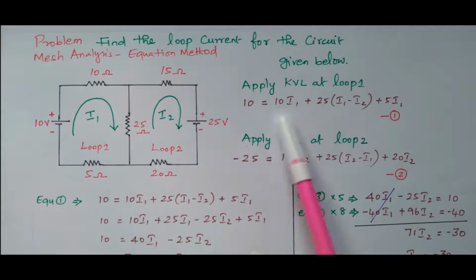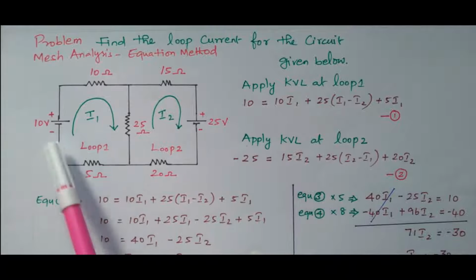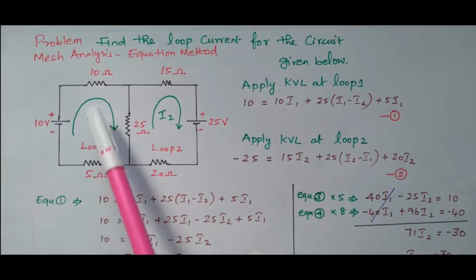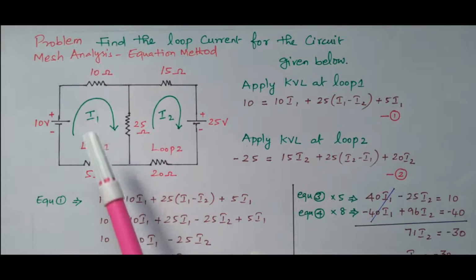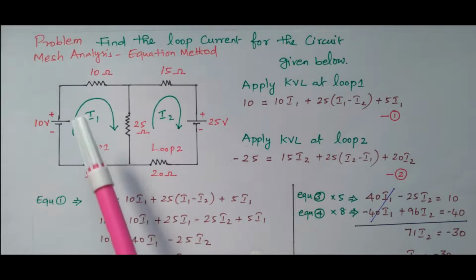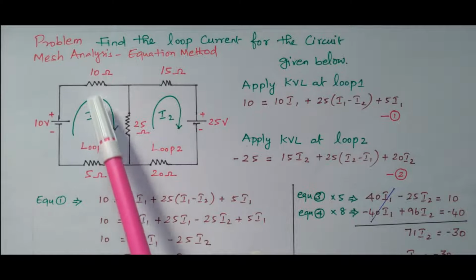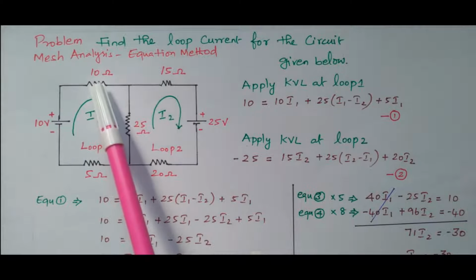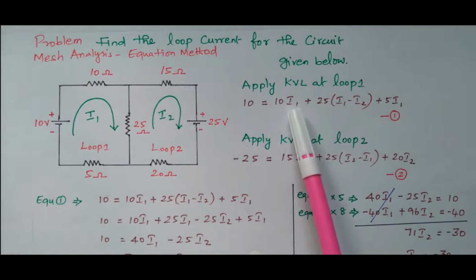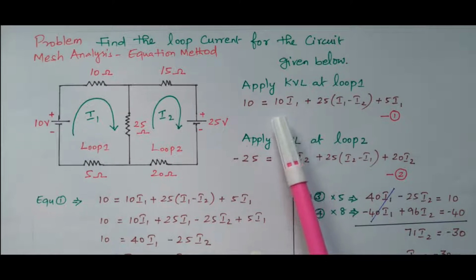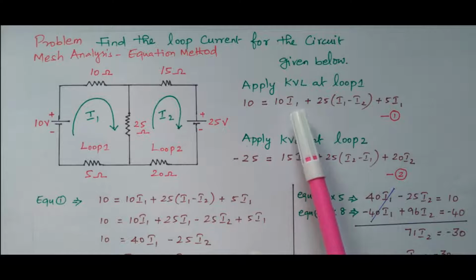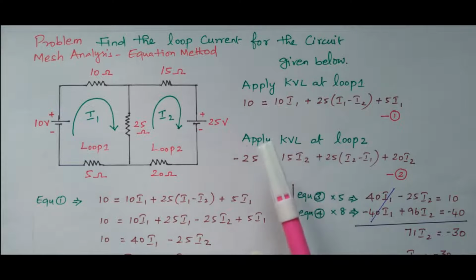So based on that we can frame the equation. Potential rise is 10 volt, so 10 equals, and these 3 are potential drops. What is the potential drop here? V equals I into R. What is I here? I1 is flowing through the 10 ohm resistor. So V equals I into R, I is I1, R value is 10. So 10 into I1 is the potential drop across the 10 ohm resistor.